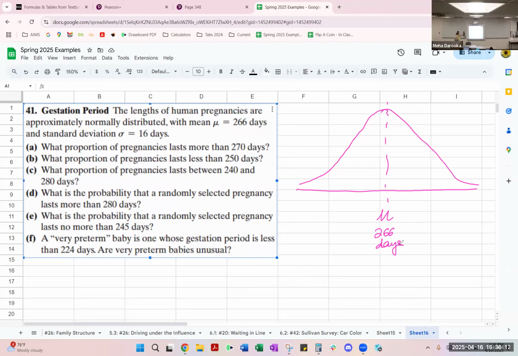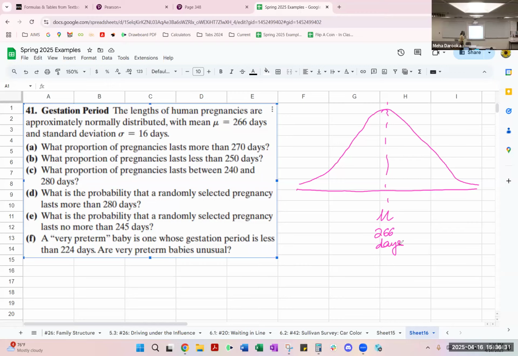240, of course, as you can see, is also not going to fall into that 16. So this is where we know that we're not using just a simple empirical rule. We will have to use the table to do some math for us. So I'll show you with the table, but then I'll also show you with the built-in functions. So let's go ahead and look at part A.